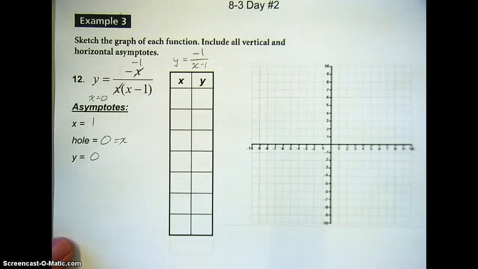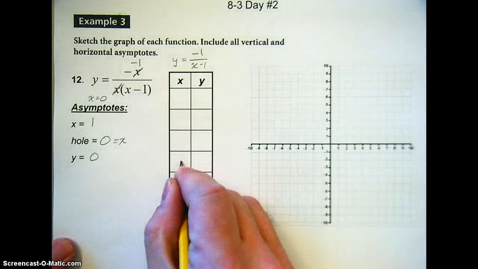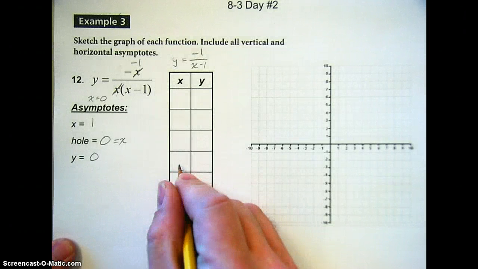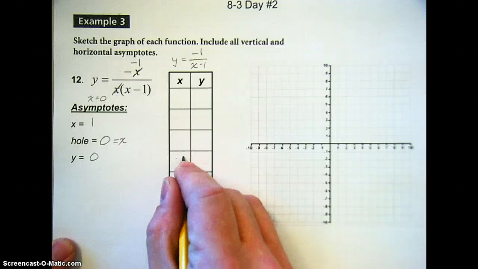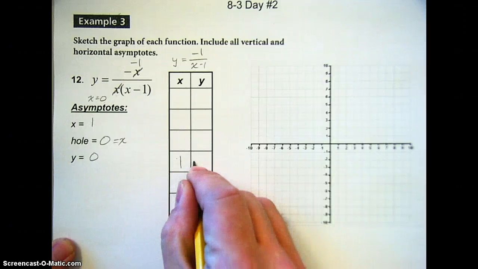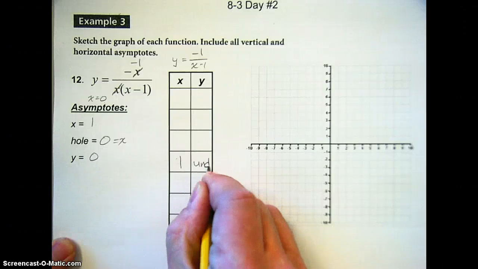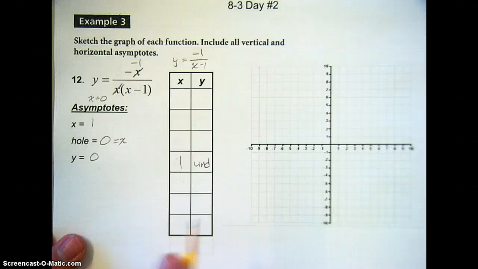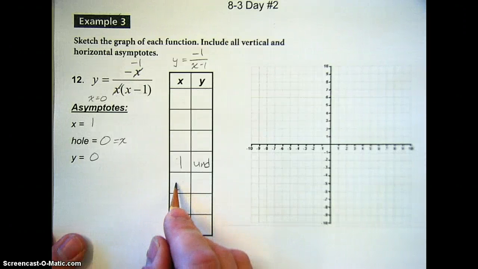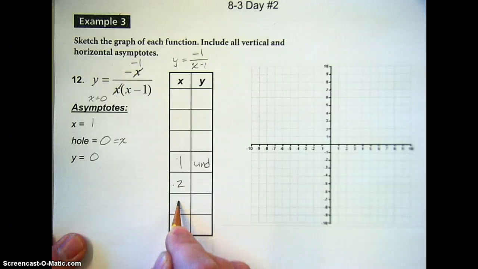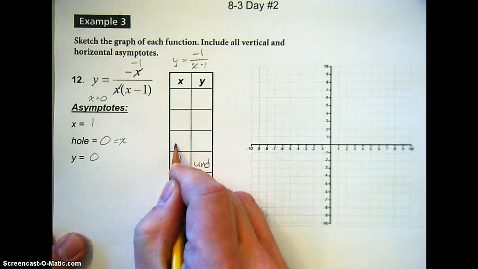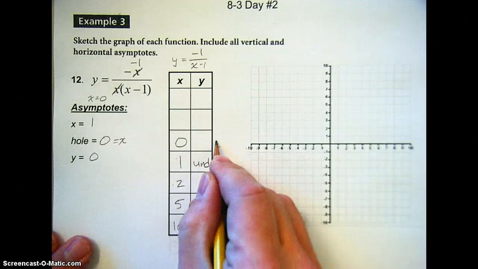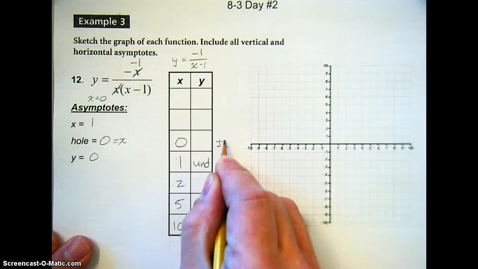Okay, building our table. What goes here? 1. Good, 1. What's this? Undefined. Okay, what are we going to use here? Someone give me one of their values. 2. How about here? 5. Here? 10. Here? 0. What is that called? Y-intercept. Okay, this is our vertical asymptote.